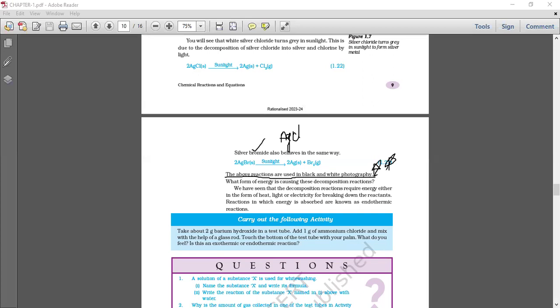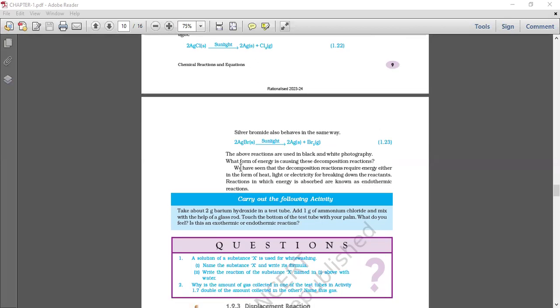Now, what form of energy is causing this decomposition reaction? Heat energy. And is it coming out or going inside? It is being absorbed, so this is an example of an endothermic reaction. In any chemical reaction in which energy is absorbed, it is known as an endothermic reaction. Understood. The next one: carry out the following activity.